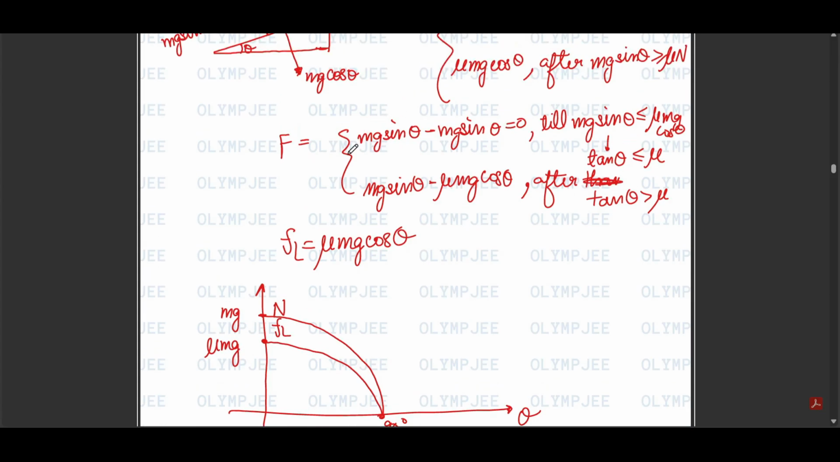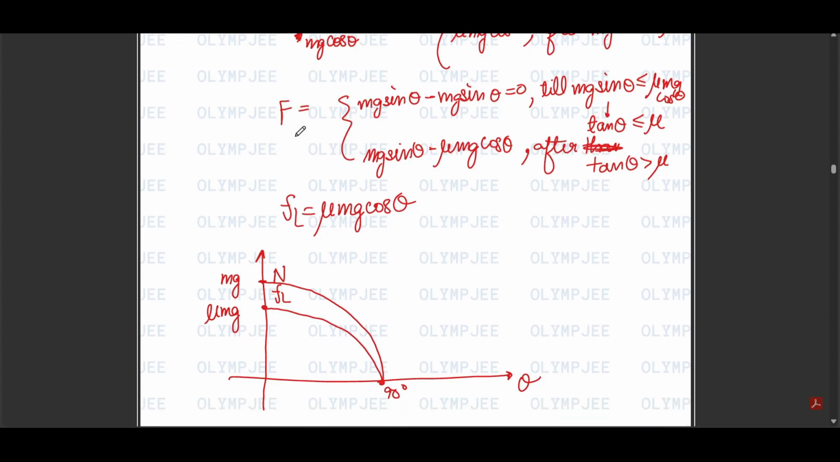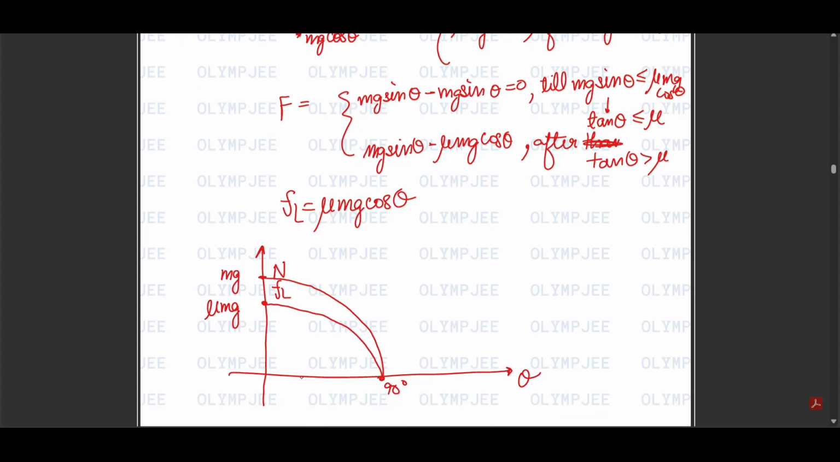And the force down the incline is 0 till some value, and after that it becomes mg sin theta minus mu mg cos theta, and at 90 degrees this will be 0 and this will be 1. So the downward force will become mg at 90 degrees. Right, so this is F. So let us compare now. On comparing, we will get that option C is correct. This was a nice question.